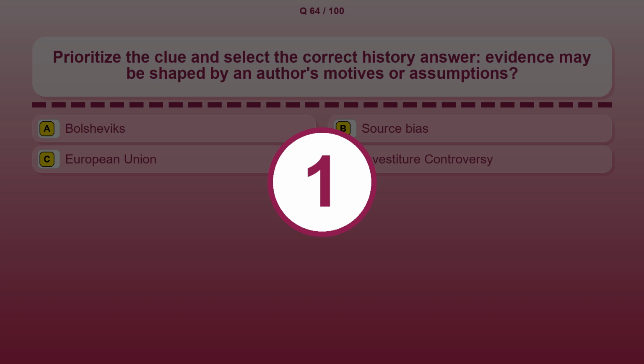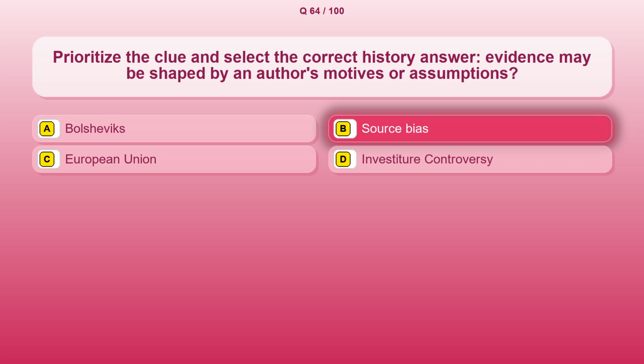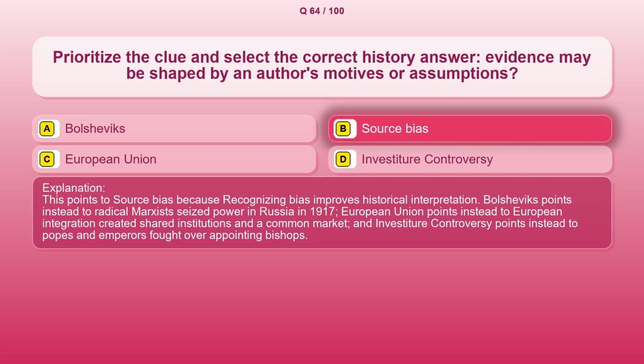The correct answer is option B, source bias. This points to source bias because recognizing bias improves historical interpretation. Bolsheviks points instead to radical Marxists seized power in Russia in 1917. European Union points instead to European integration created shared institutions and a common market, and investiture controversy points instead to popes and emperors fought over appointing bishops.